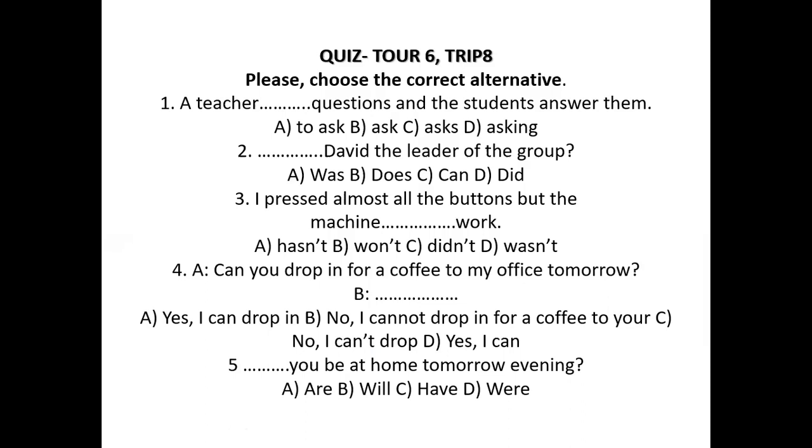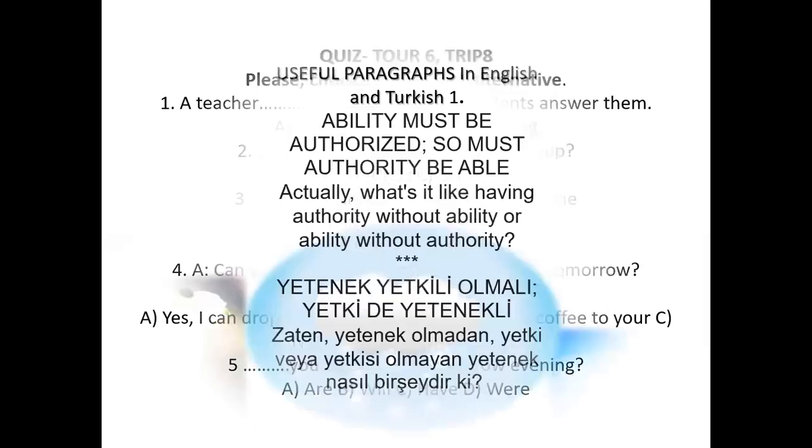The last one: blank you be at home tomorrow evening. Be at home. So A is wrong, C is wrong, D is wrong. So, will you be at home tomorrow evening? For example, are you at home today? Were you at home yesterday? But will you be at home tomorrow evening?